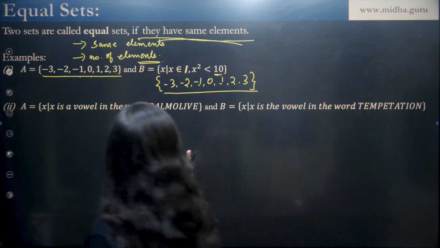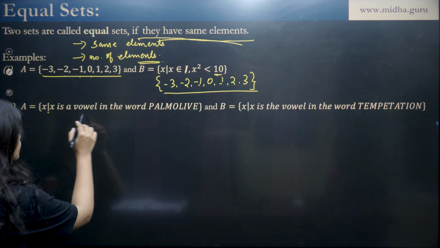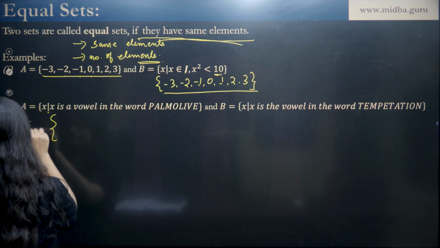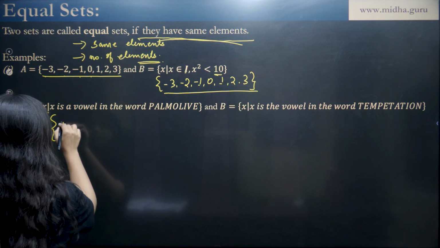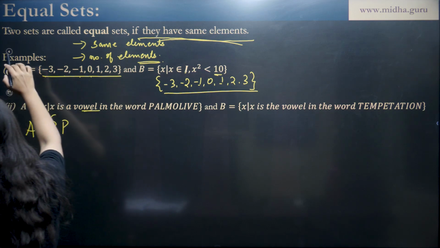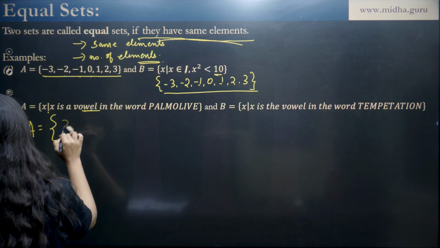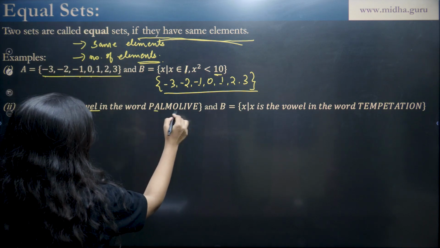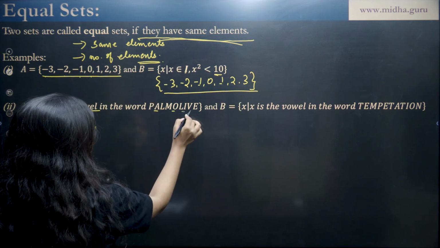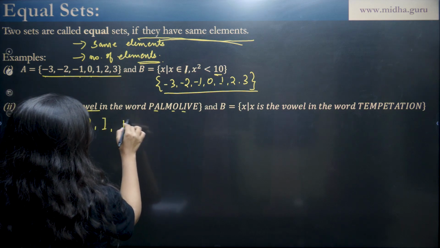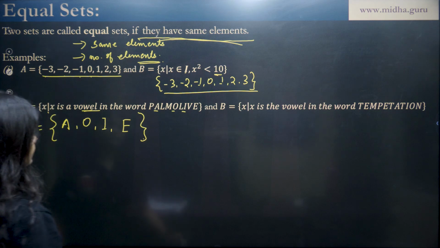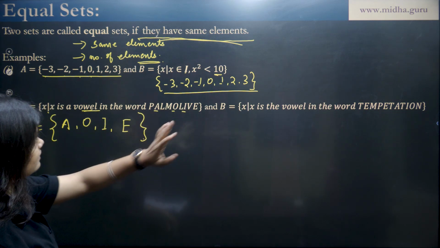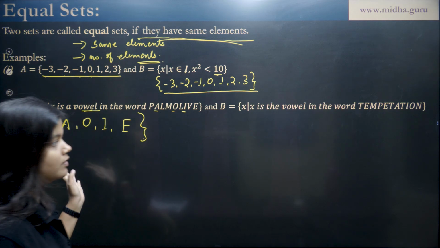Okay, one more example is given. A is x such that x is a vowel in the word palm olive. Let's write the elements, only vowels: A, O, I and E. These are the elements of this set, the only four vowels in the word.